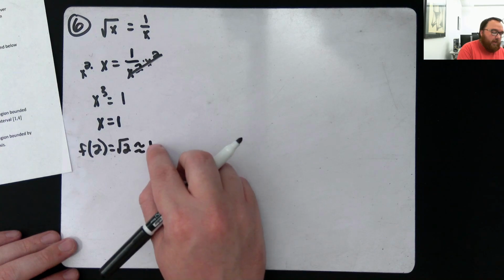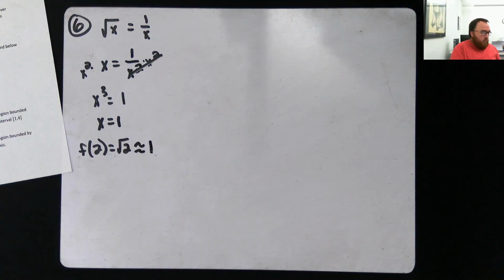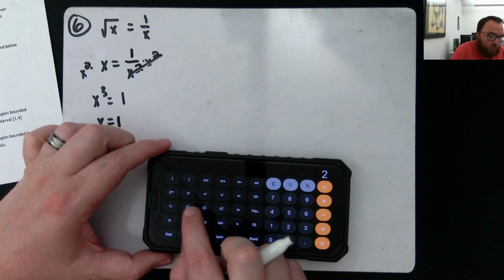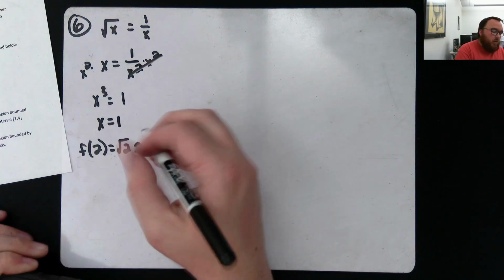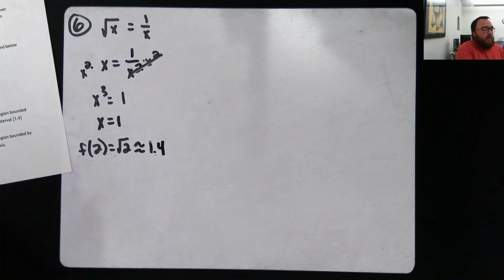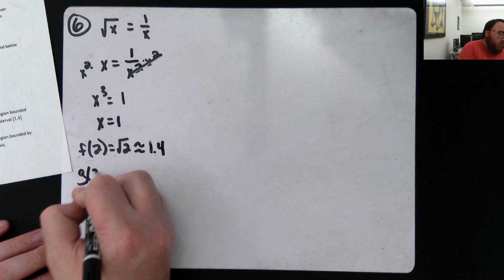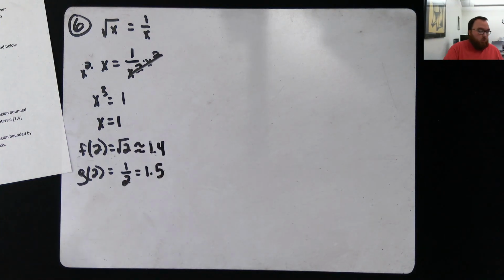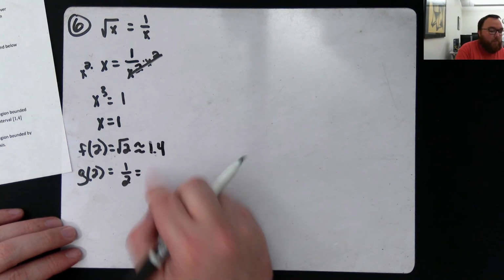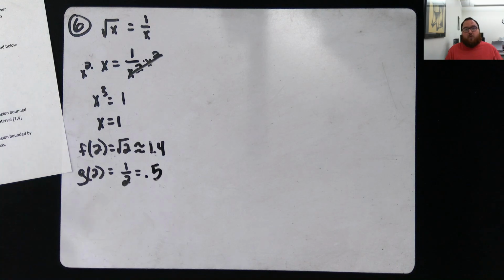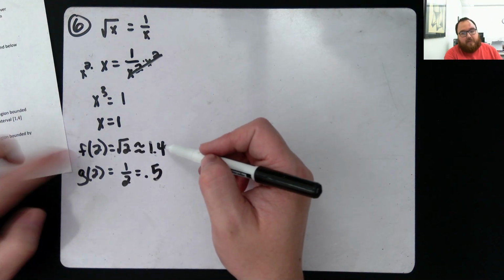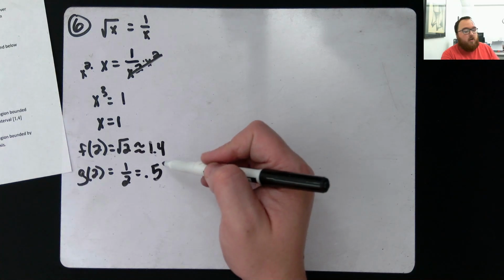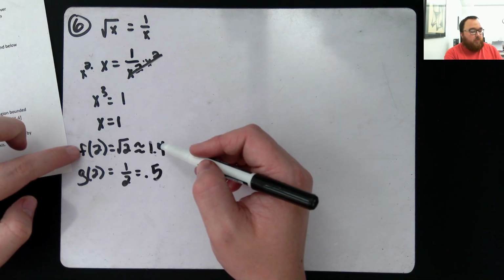If I want to be specific, let's see. Square root of 2. Do 2 and then do the square root of it. It's about 1.4. Whereas g of 2 is 1 over 2, which is 1.5. Or sorry, I almost made a huge mistake there. 0.5, which means that f of x is on top, because 1.4 is higher than 0.5, right? So the top graph is going to be the f of x.